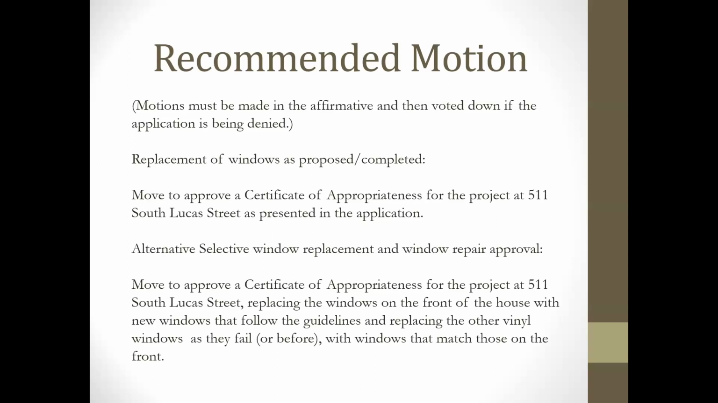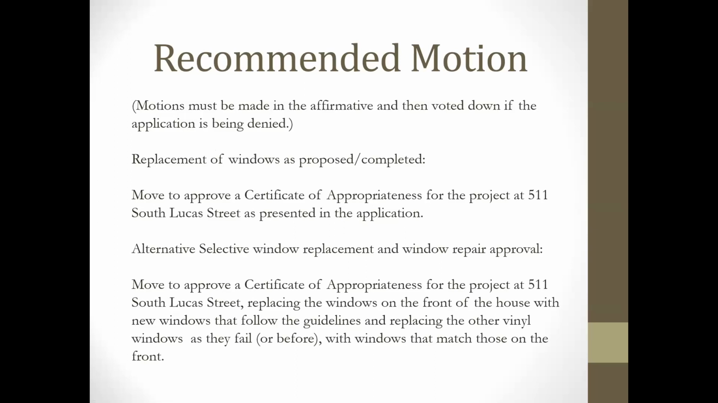Their application is to replace the windows, as I've said, with the vinyl windows. The staff recommendation is to deny that because those windows do not meet our guidelines. Whenever we deny something, denying it allows them to appeal if they want. And so that's a good practice. If we cannot approve what they did or approve it with conditions, then deny it, so that gives them the opportunity to appeal. So therefore, we have a first motion, and all motions are said in the affirmative.